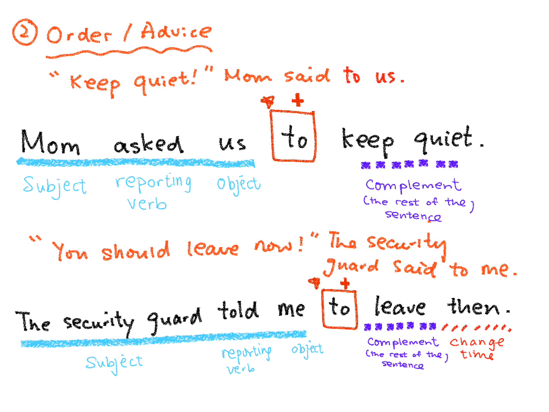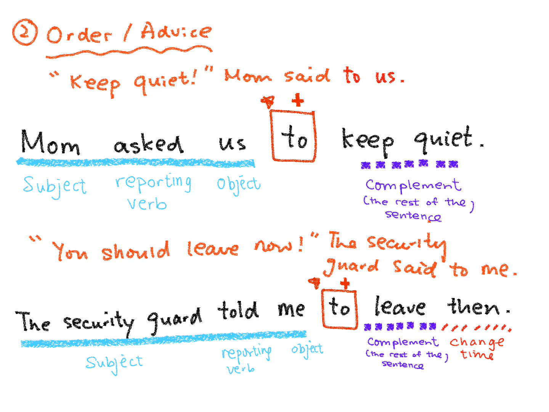Okay, let's take a look at the second one. You should leave now. This is an order or maybe advice. The security guard said to me. So we put the subject, reporting verb, object, go first. The security guard told me, okay, ask somebody to do something, right? So the security guard told me to leave then. So we'll put the action after the to word, okay? To leave.